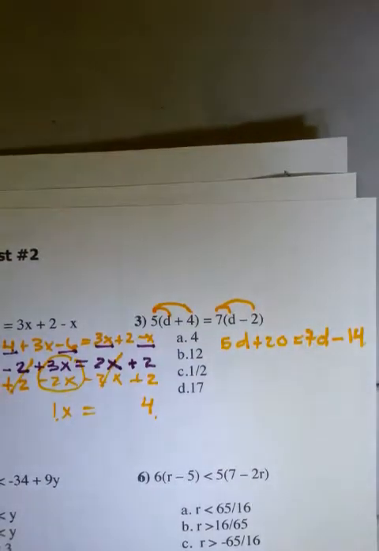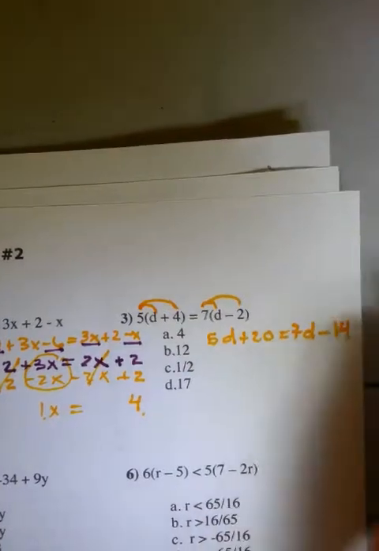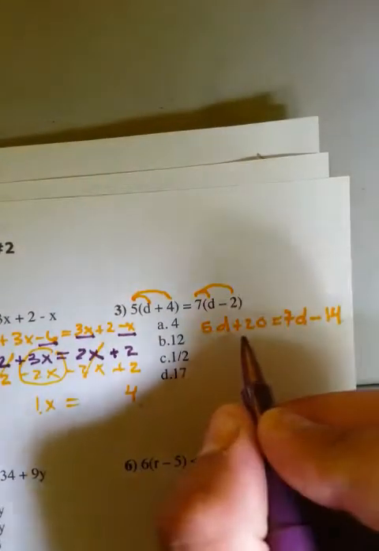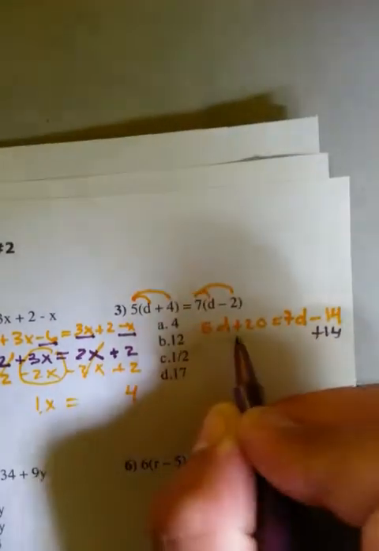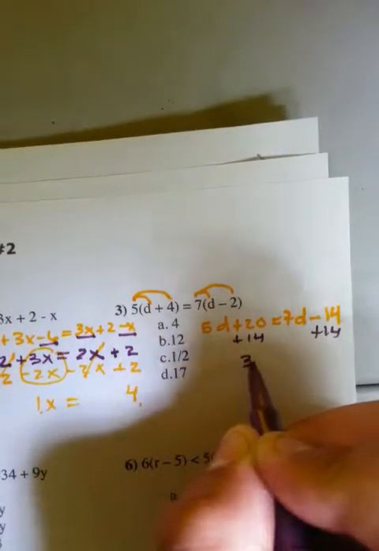Now, we're back to these kind of problems like number 2. I can go ahead and subtract 20 on both sides, or I can add 14 on both sides. It gives me the same answer. So let's actually go ahead and add 14 on both sides. I get 34 on this side.